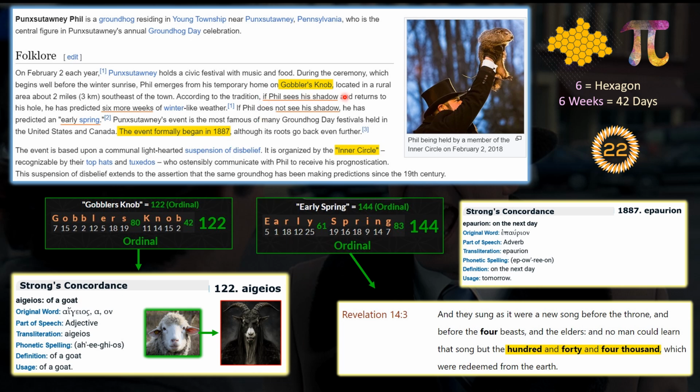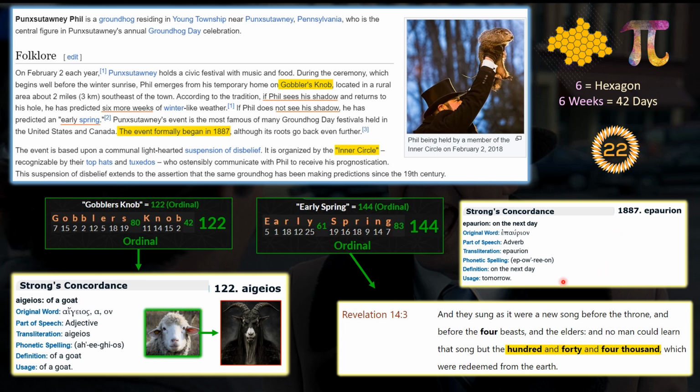If Phil doesn't see his shadow, he's going to have an early spring. Early spring is a 144. This number is a special number because it relates to the Bible, where it shows us that it's the 144,000 which were redeemed from the earth. And that's in Revelation 14:3. And you can see there that 14:3 is an anagram of pi, 314. The event began in 1887.